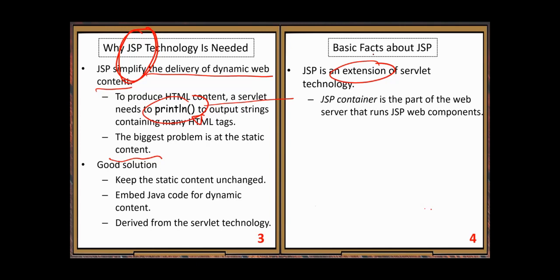JSP container. So now we have this terminology, JSP container. Last time I talked about the meaning. When we say a container, it is used as a software running environment for a special technology. Here, the JSP container is a software running environment for JSP technology. So the JSP container is the part of the web server that runs web components. So it is a part of the web container.